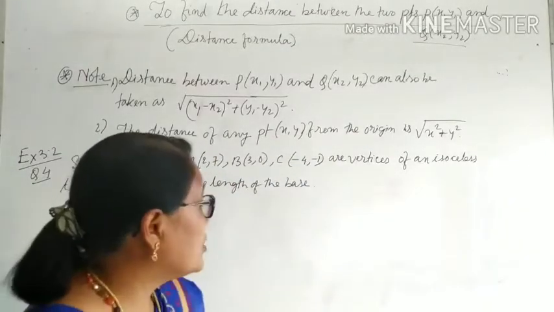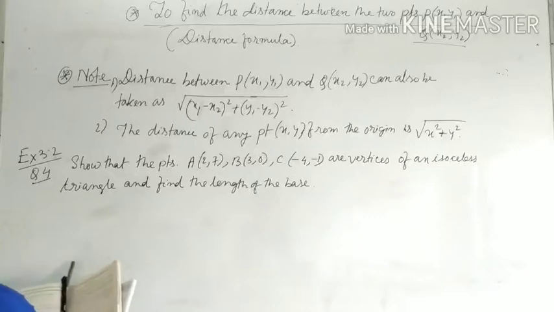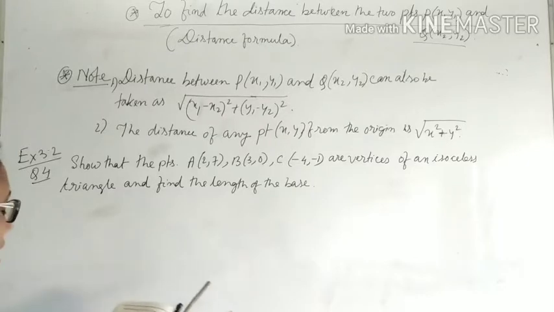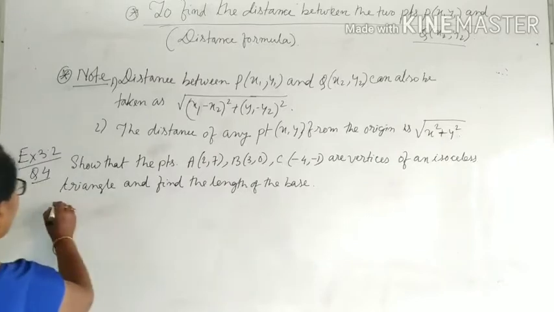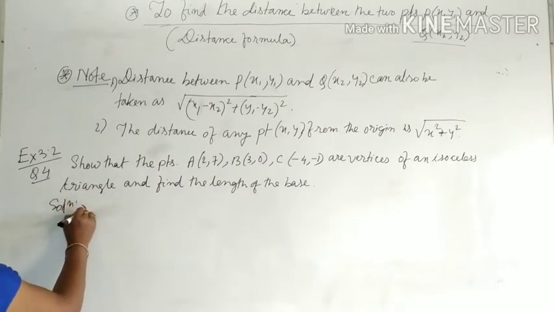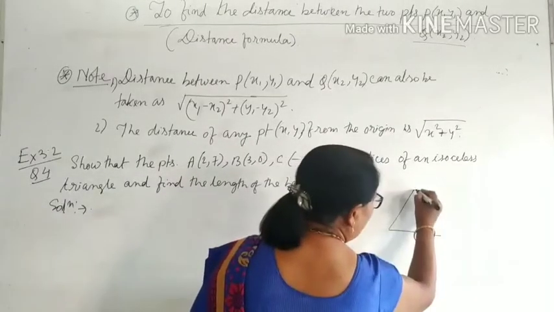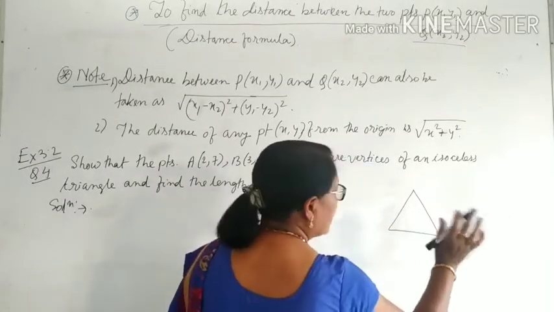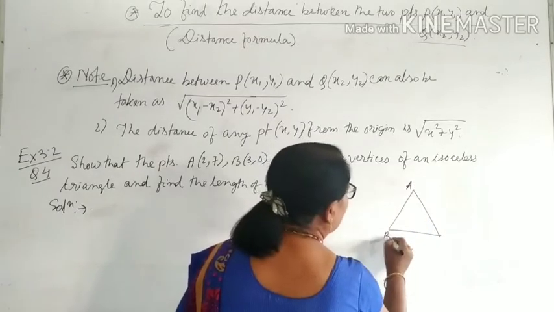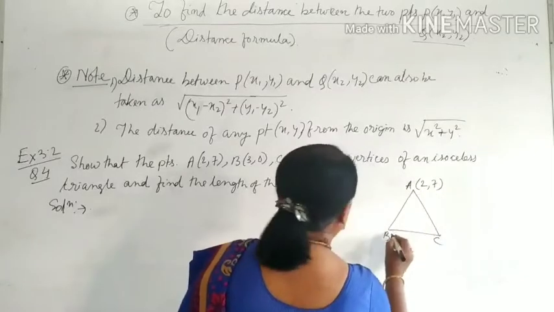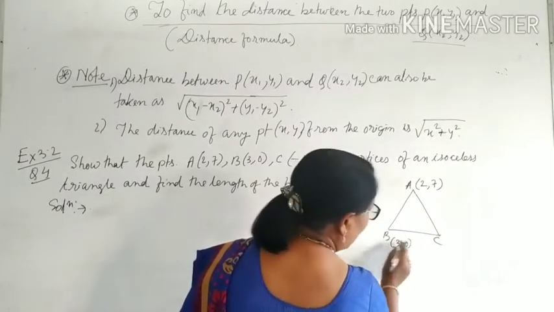So, question here. Question number 4, the points A 2, 7, B 3, 0, and C coordinate -4, -1 are the vertices of an isosceles triangle and find the length of the base side. If you come out of the gate, let us see. See, when you come another, when you smile, I get to share the same as we get to show here, A, B, C, and then A B coordinates 2, 7. B coordinate 3, 0. C coordinate.